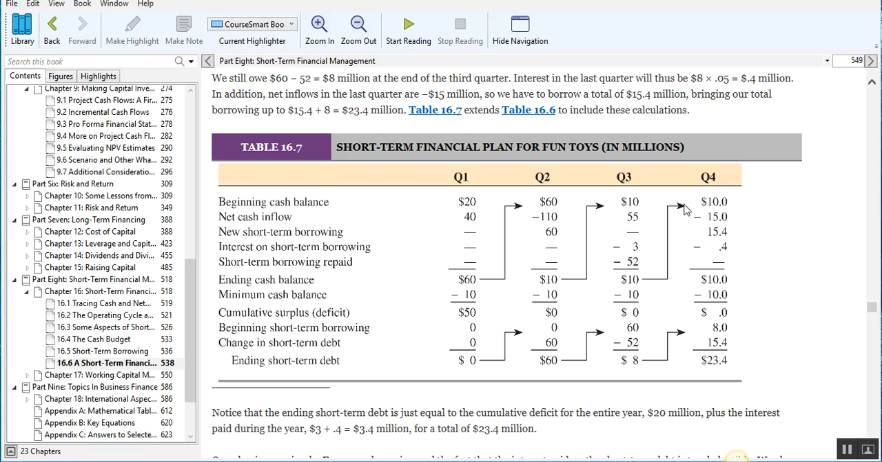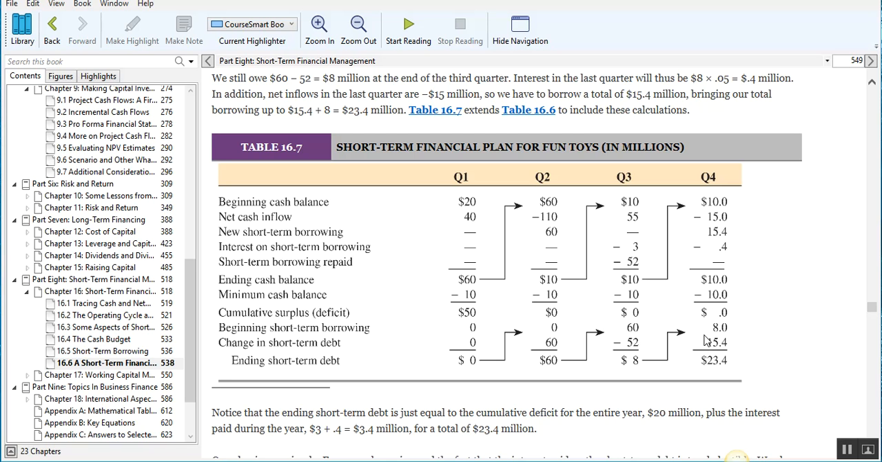You bring the $10 million cash balance forward and show the negative cash inflow. You have interest on short-term borrowing. You're not going to repay any of it this time because you have a negative cash flow. You get an ending cash balance minus the required minimum, and you're at zero. You don't have that required minimum. Well, you do, I'm sorry.